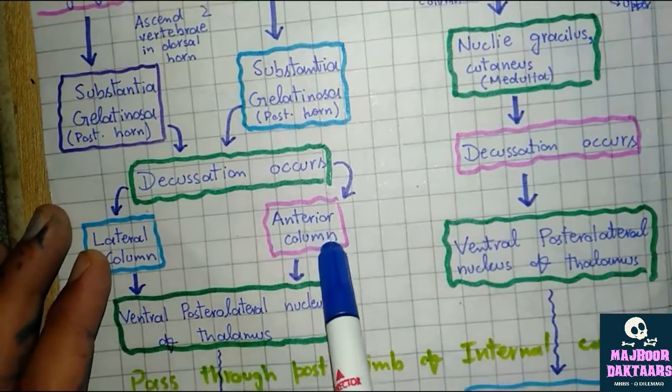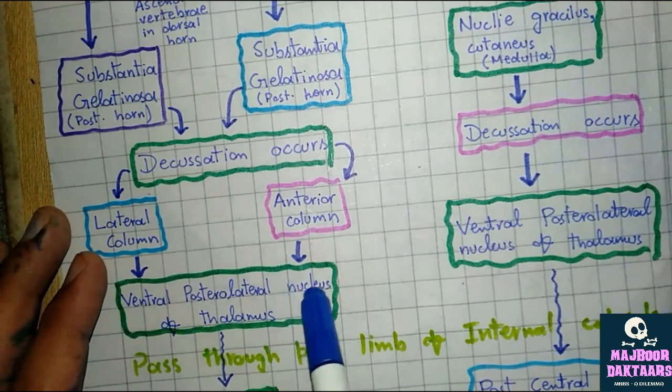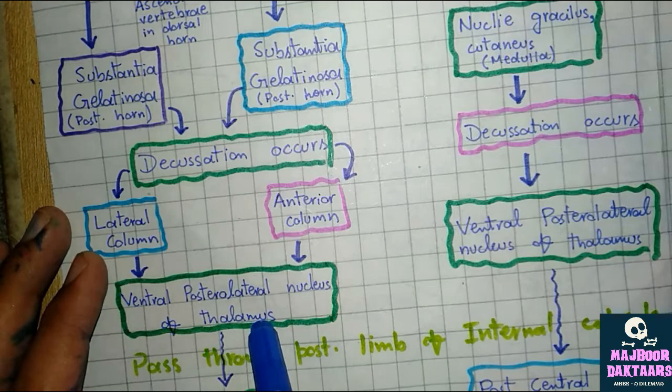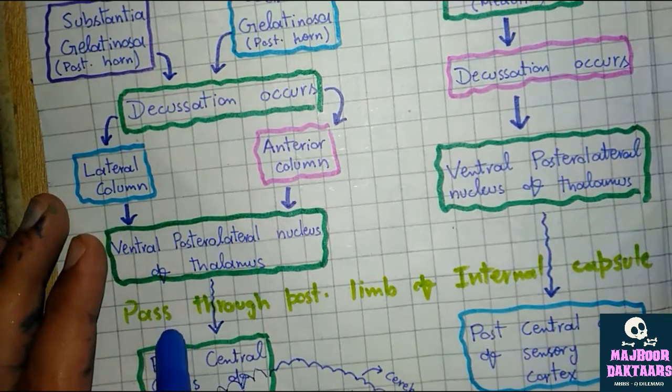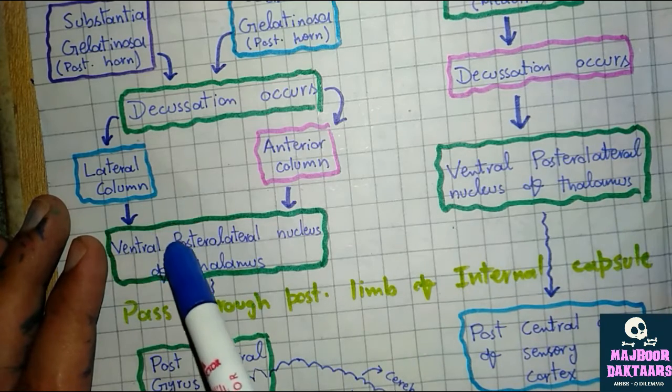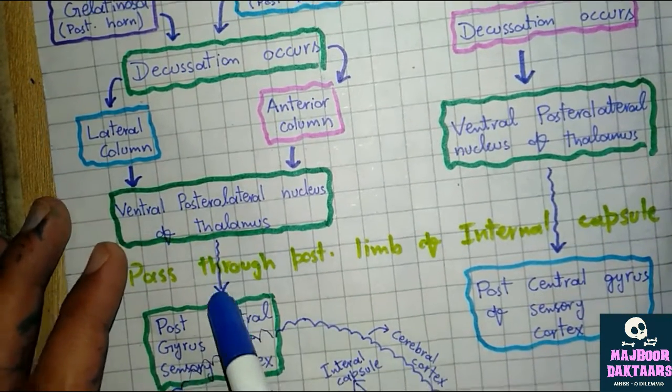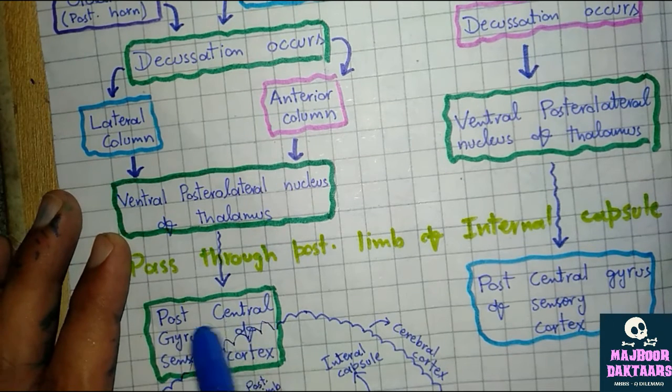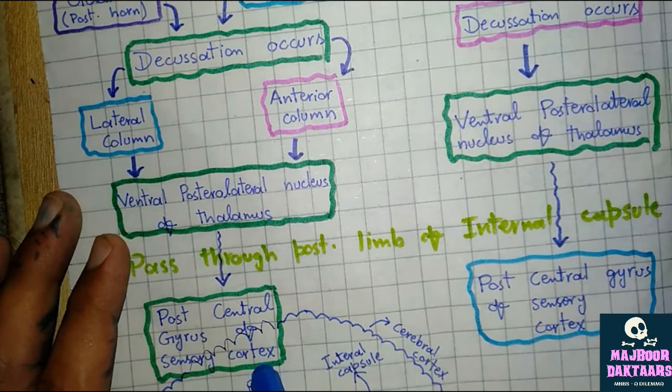From the anterior column, they move to the ventral posterolateral nucleus of the thalamus, which I have explained earlier, and then they pass through the posterior limb of the internal capsule, just like the lateral spinothalamic tract, and from there they reach the same area, the post-central gyrus of the sensory cortex, which has a sensory role.